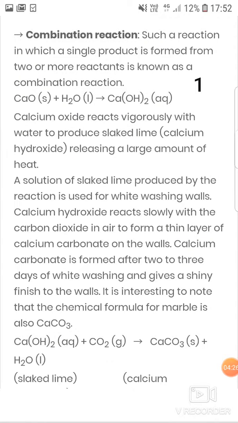What are the types of reactions? In this chapter we will study different types of reactions. The first one is the combination reaction. A reaction in which a single product is formed from two or more reactants is known as a combination reaction.